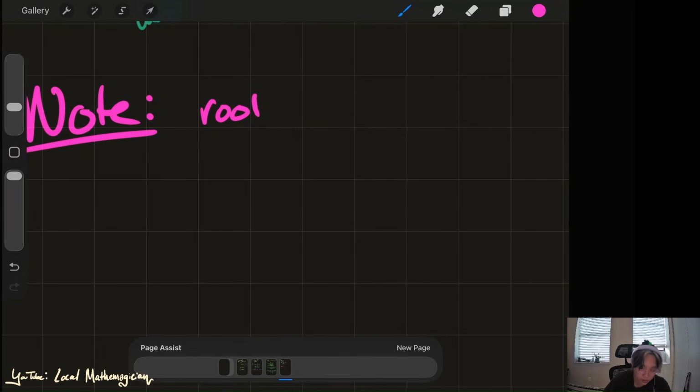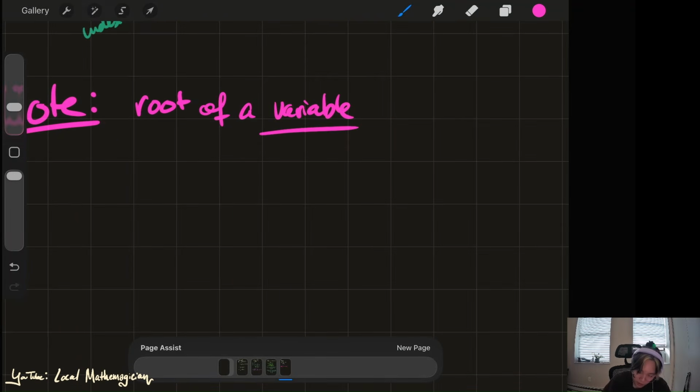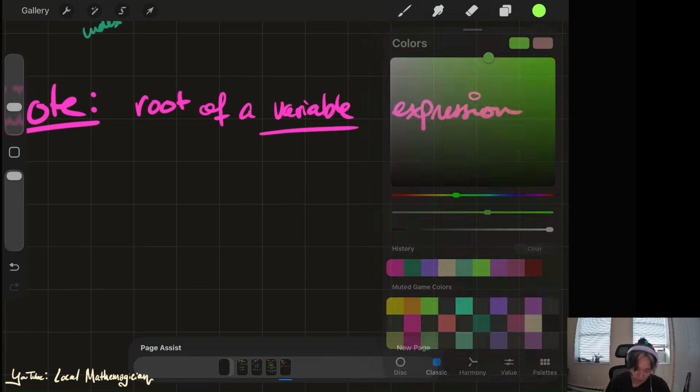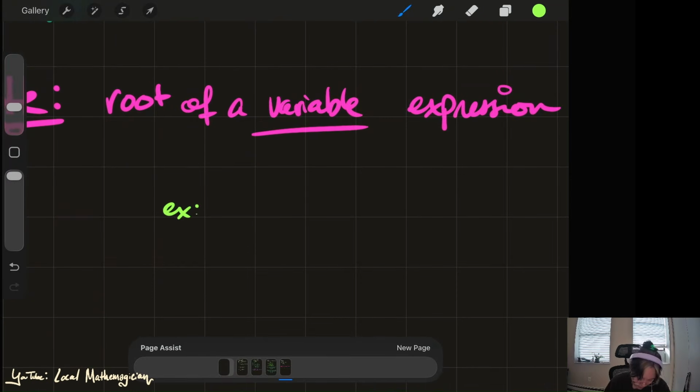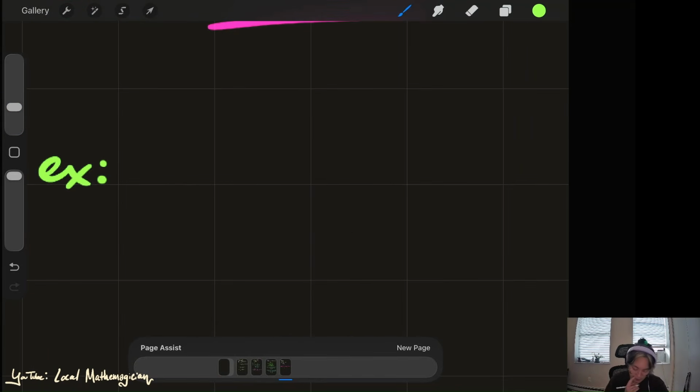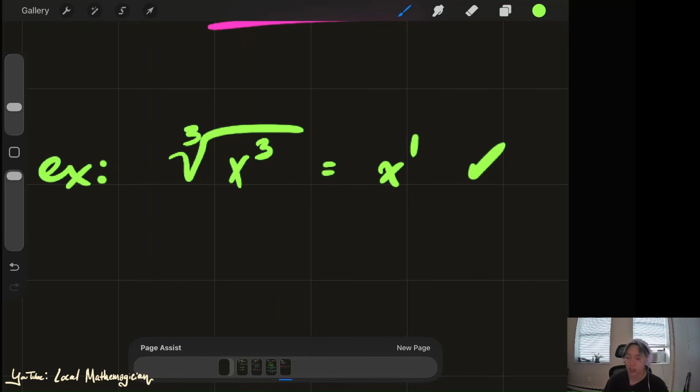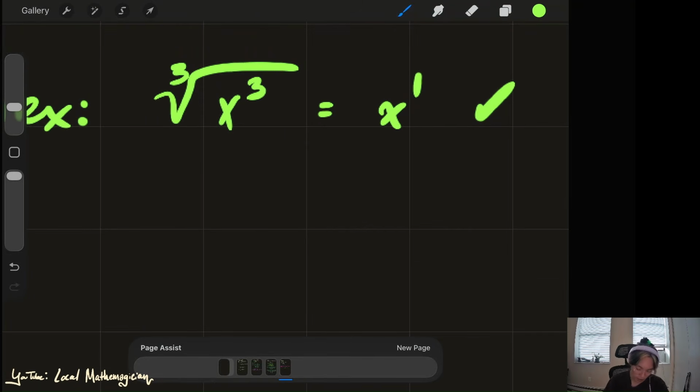The root of a variable expression. So, for example, if you have the third root of x cubed, what to the power of 3 gives you x cubed? Why, it's x to the first. Nothing weird here. Now suppose I say, what is the third root of negative x cubed?